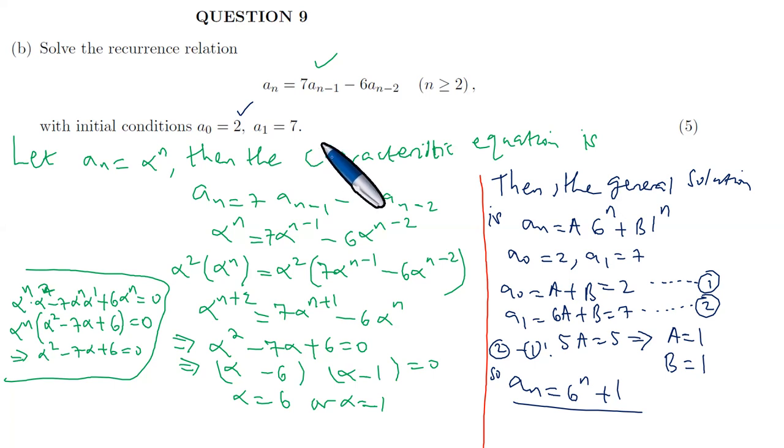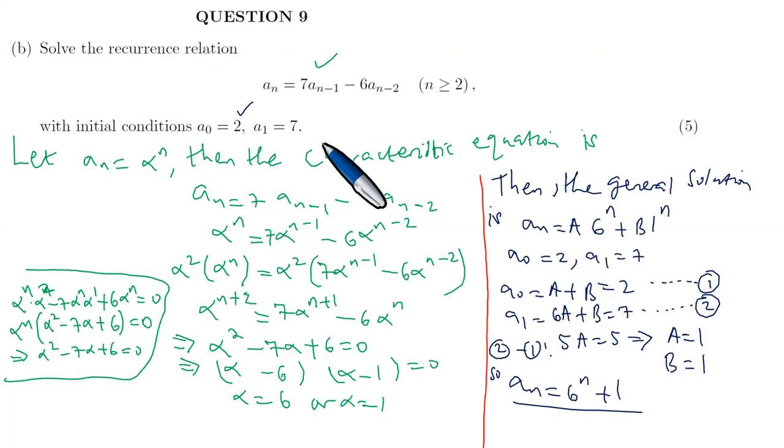Right, we continue. Next question. I have a few questions. Yes, please. For this type of question, do you always do this? Yes, always. We always let a_n be alpha to the power n. Obviously, this one is homogeneous, this is a homogeneous recurrence relation. I'm going to look at another example that involves non-homogeneous.